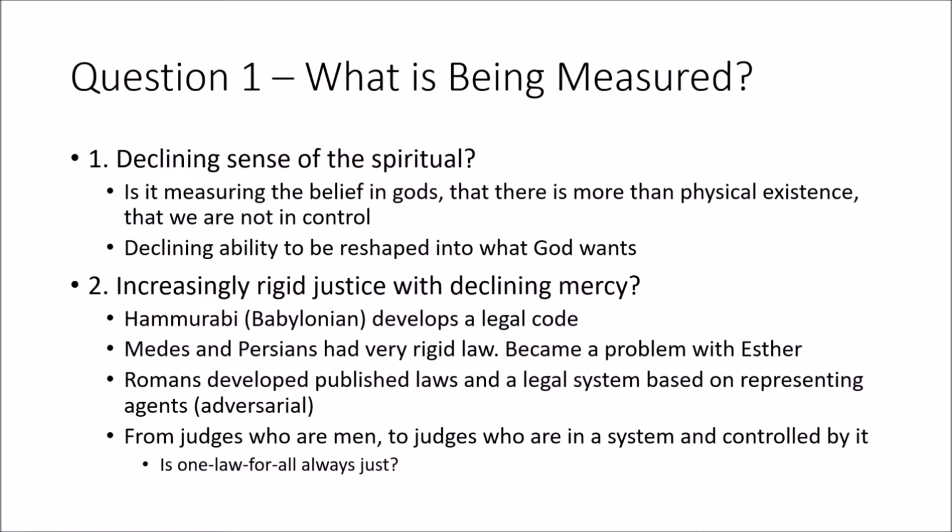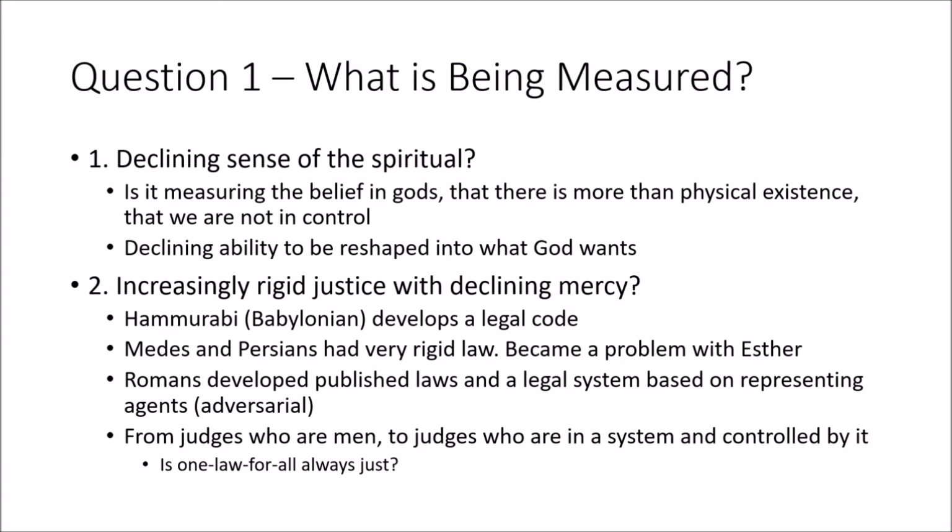There's also an increasingly rigid justice with a declining mercy. So increasing justice and declining mercy over time. And you can kind of see that in some historical things that were going on at that time. If you remember, the Babylonian Empire had a guy called Hammurabi, and Hammurabi developed one of the legal codes, the first really written legal code. And so we see the codification of law happening in the Babylonian Empire.